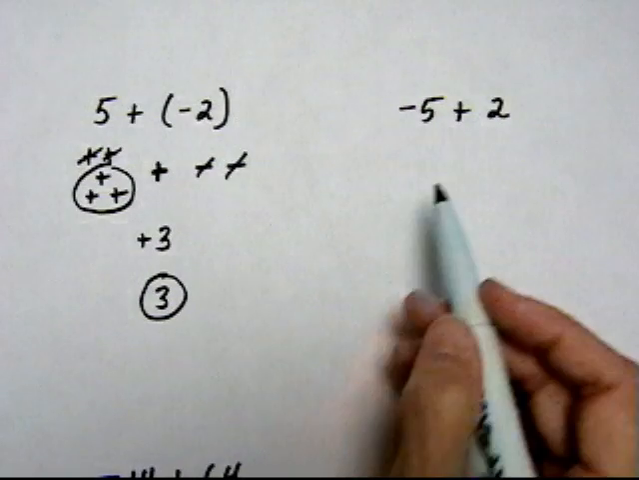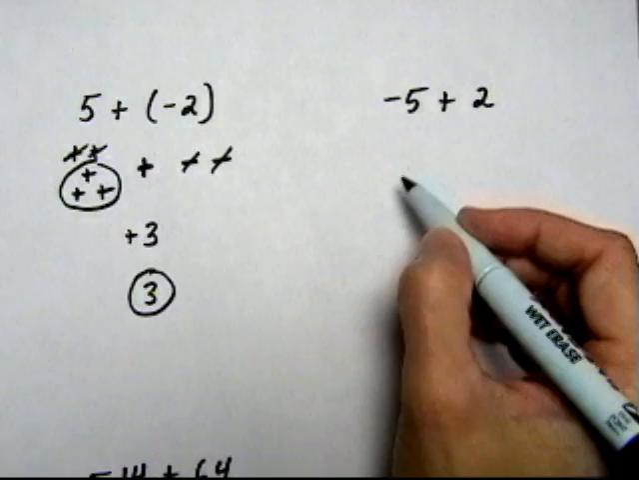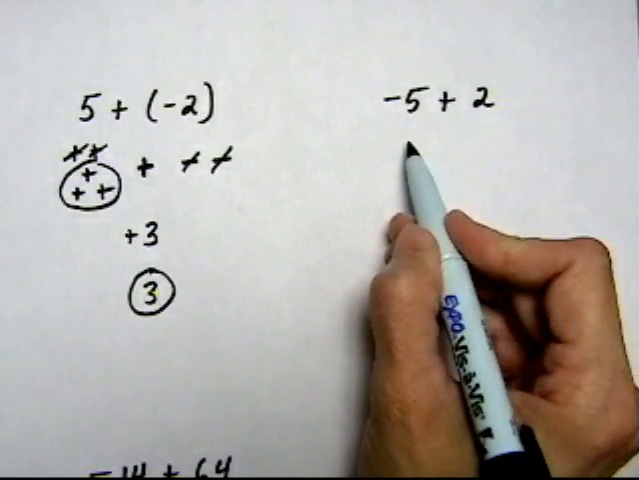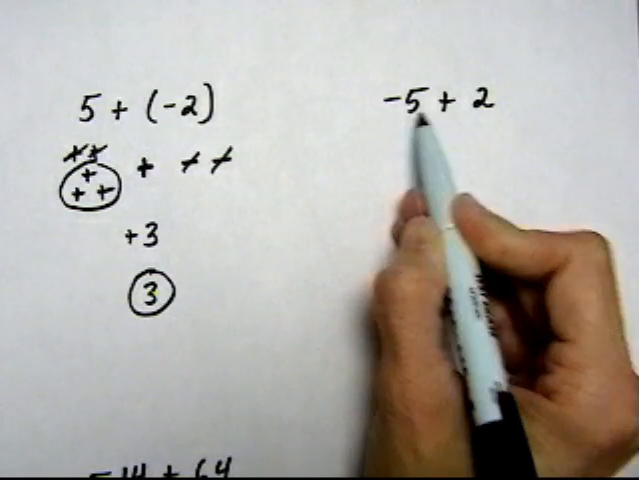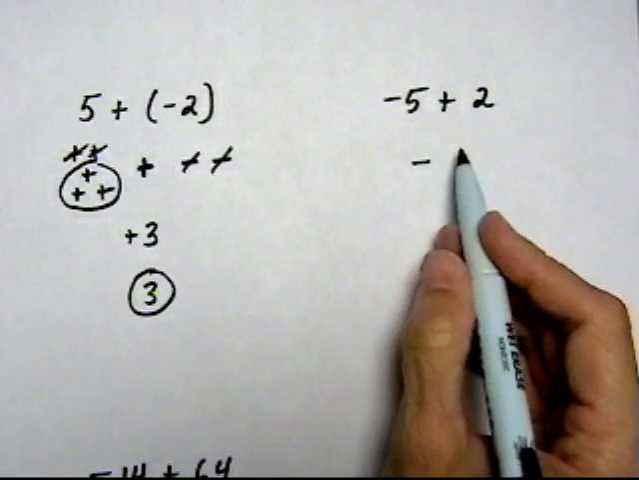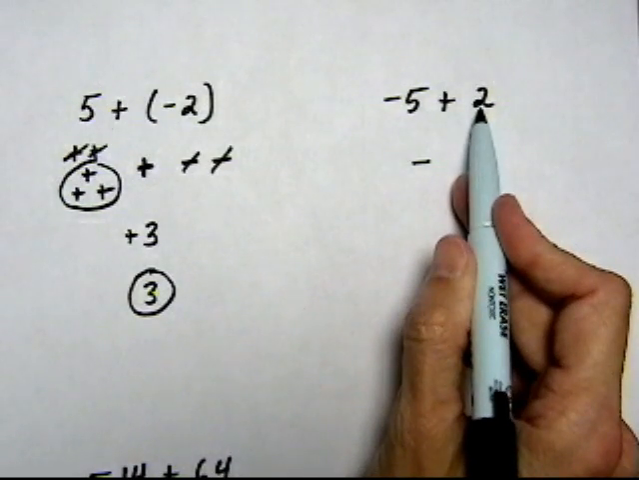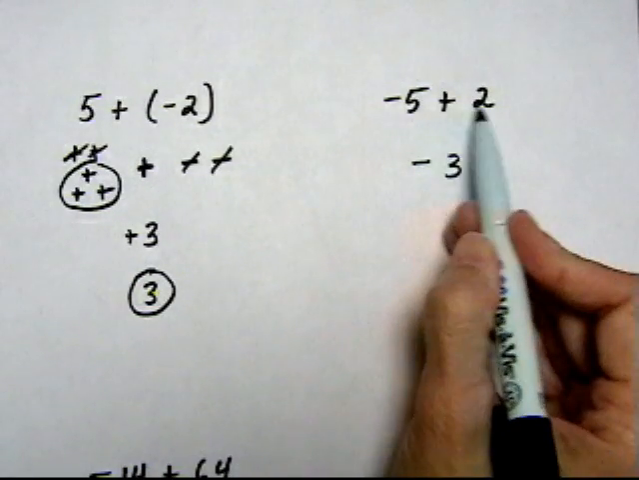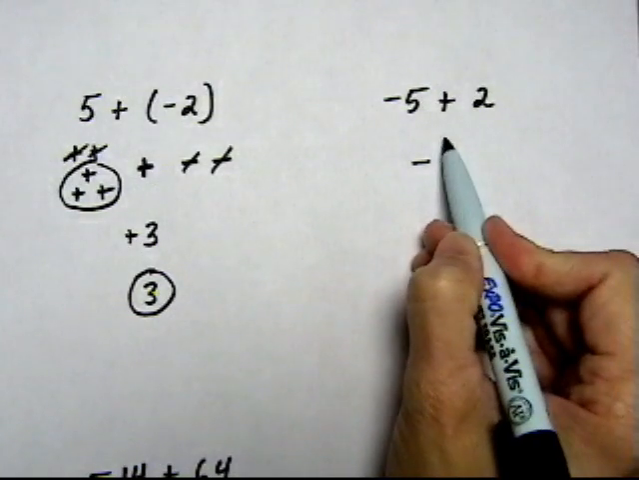Alright, so let's try another one. And I'm going to show you a couple different ways to think about these, and just use whatever method makes the most sense to you. Negative 5 plus 2. So again we can look and say, alright, well, we are starting off with more negatives because we have 5 negatives and only 2 positives. So that means the final answer is going to be negative. And then ask yourself, well, how many more negatives do we have? If we have 5 negatives and 2 positives, we have a total of 3 more negatives. So these tend to cancel each other out, leaving a leftover of 3 negatives. So our answer is negative 3.